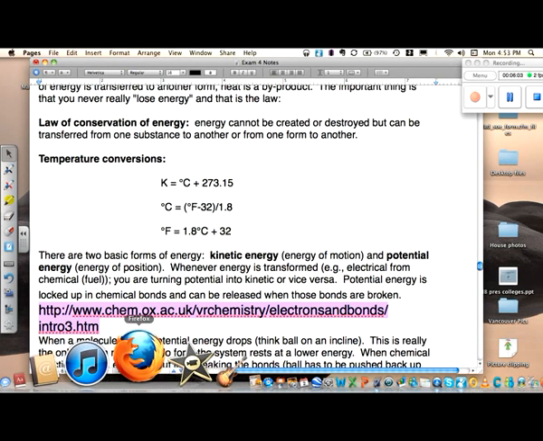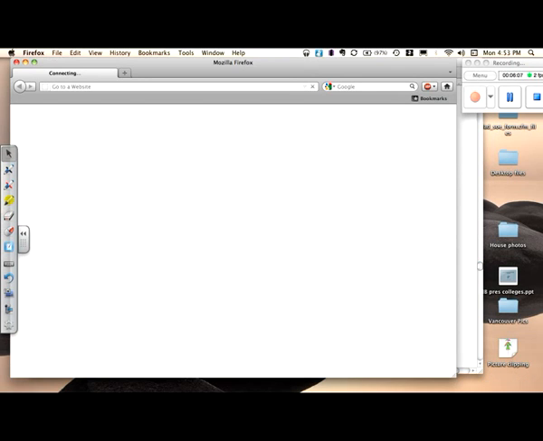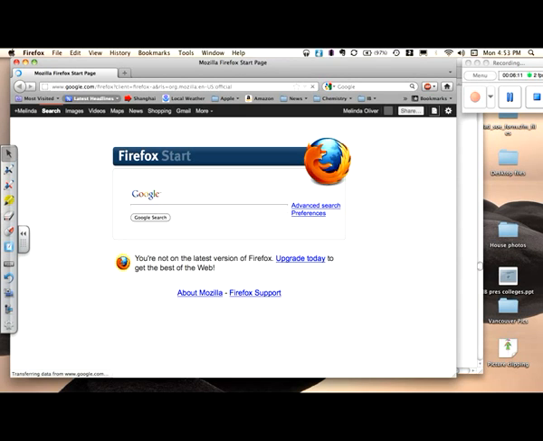So I'm going to go ahead and open up Firefox, and we're going to look at that, because what we're going to be talking about as we get into chemical reactions is the changes in energy associated with chemical reactions, and it's all about making and breaking bonds.